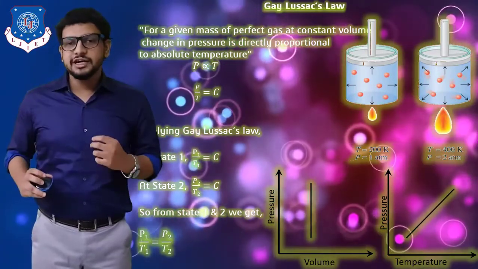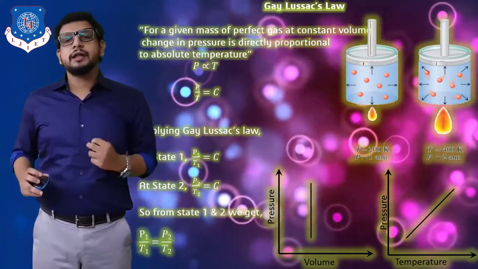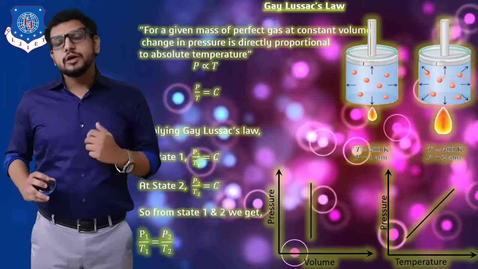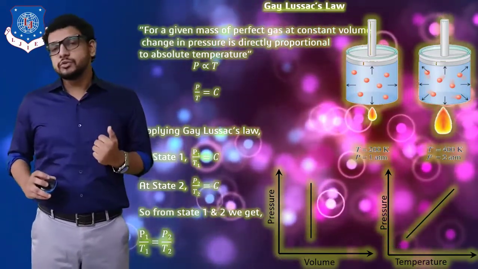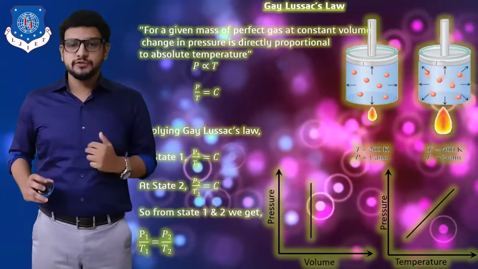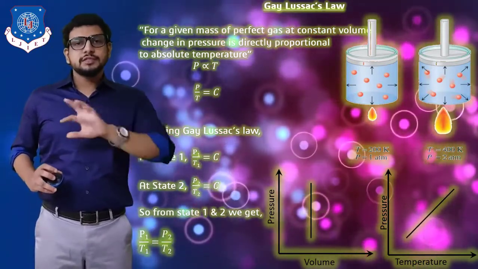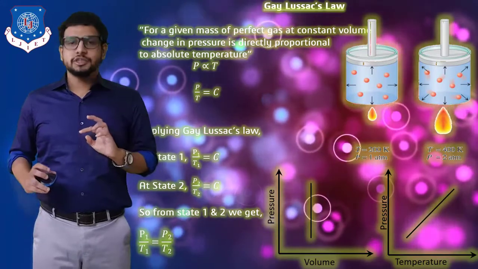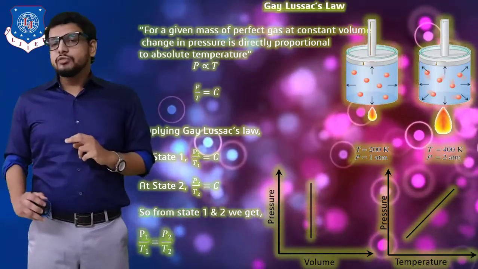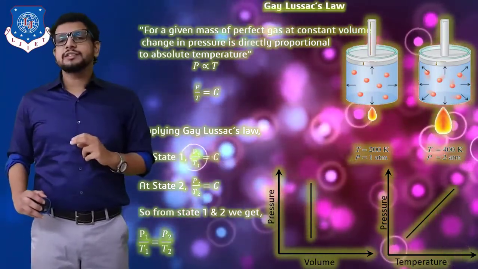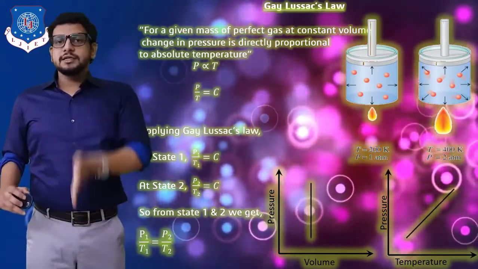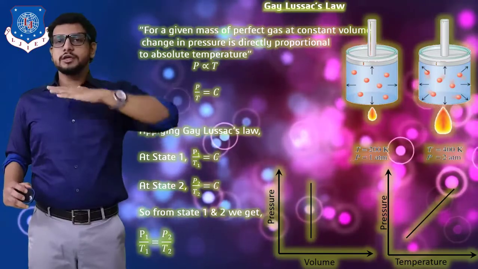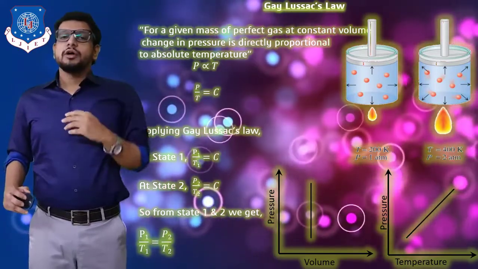For example, initial temperature T1 is 200 Kelvin and pressure is 1 atmosphere. Then at the final state, the temperature will be 400 Kelvin, that is T2, and P2 will become 2 atmosphere. So this is a proportionality relationship. I have shown a pressure versus volume diagram on your screen. As you can see, it is represented by a vertical line. Vertical line indicates that the volume is going to remain constant, but the pressure is going to increase.